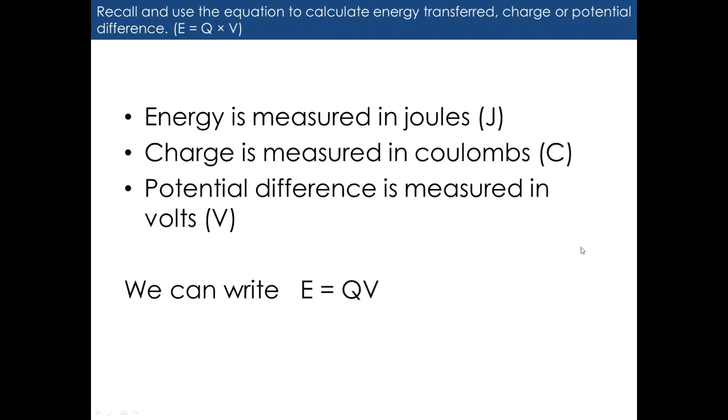Energy, we should be familiar with by now, is measured in joules. That's got the symbol capital J. Charge, we've already said this lesson, is measured in coulombs. That's capital C. And potential difference, we know, is measured in volts. That's capital V. If we don't want to write out the full formula, and this one's particularly wordy because we've got to use energy transferred, charge moved and potential difference, then we can write it shorter by representing energy transferred with the symbol E, charge moved with the symbol Q, and potential difference with the symbol V. So E equals QV.